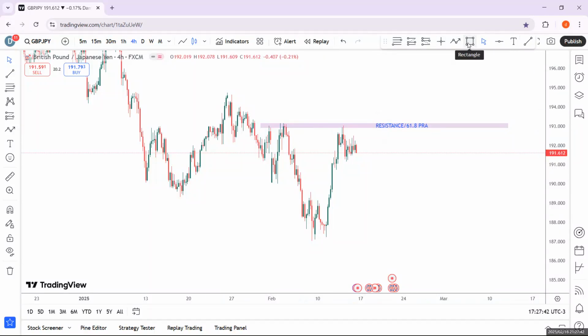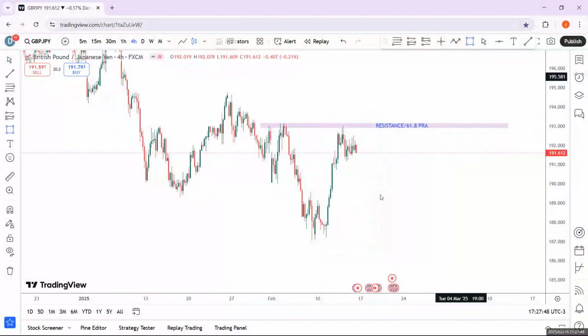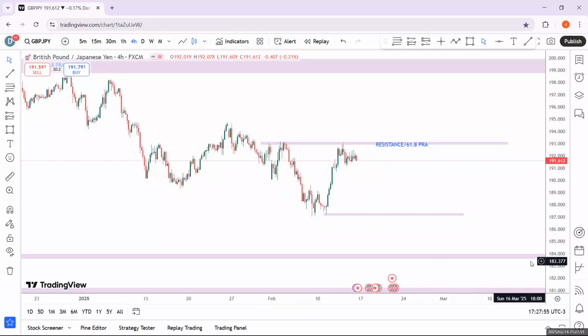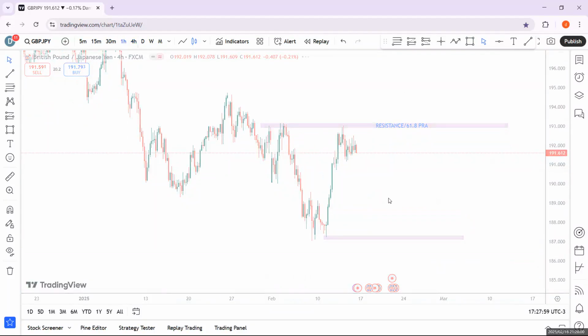Okay, so now how can we tap into our entry? I'm going to read this bullish structure that took price to this PRA. If I see a break of this bullish structure, I'm going to sell to here. This level here will be take profit 1. Okay, and this level here we take profit 2. This level, take profit 3. Okay, so what will I do? Take this move to the 1 hour time frame.